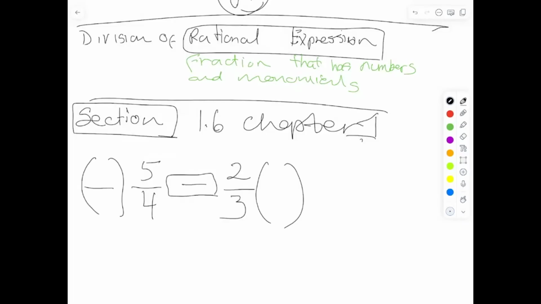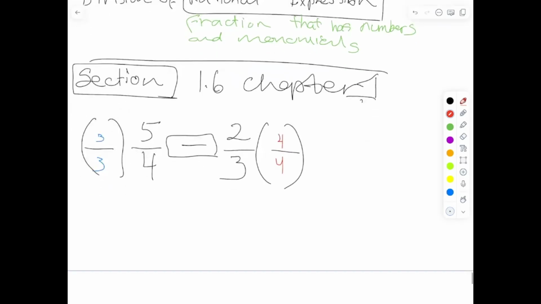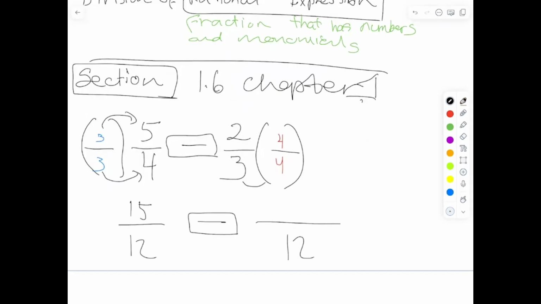Yes. So what does 3 have that 4 doesn't? And what does 4 have that 3 doesn't? Common denominator, correct. So I'm going to use a 3 here, and on the other side, I'm going to use a 4. And the reason why I want to do that is because I want to end up with a common denominator, right? So 3 times 5 is 15. 3 times 4 is 12. And 2 times 4 is 8.